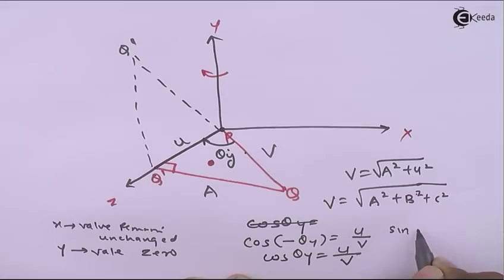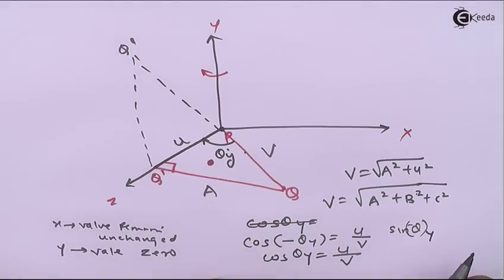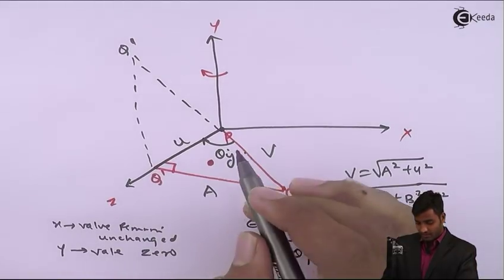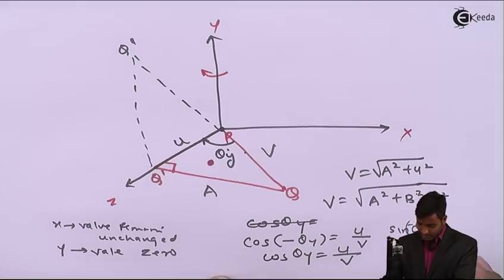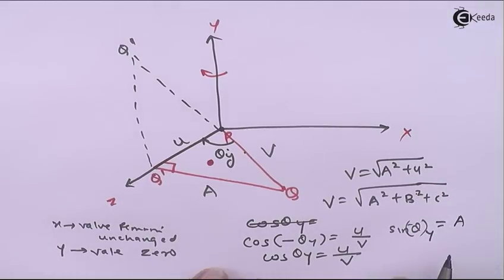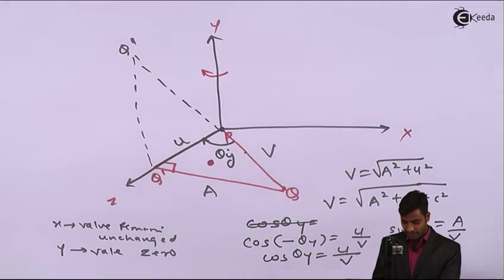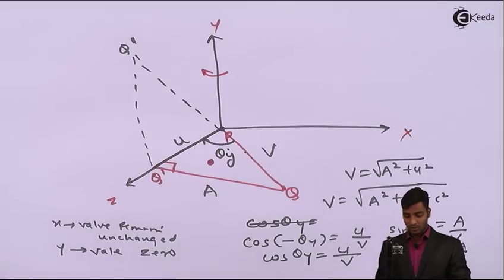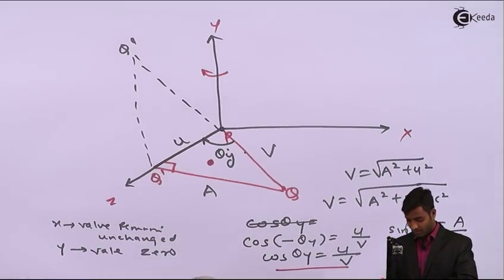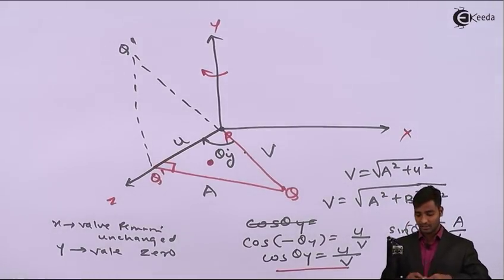In the case of sin theta, again we are performing clockwise rotation by theta y around y, sin theta is opposite upon hypotenuse, that is opposite is a and hypotenuse v. Since in the case of sine we have to consider the sign of minus, it will become minus a by v. So these two relations we will use in the matrices.